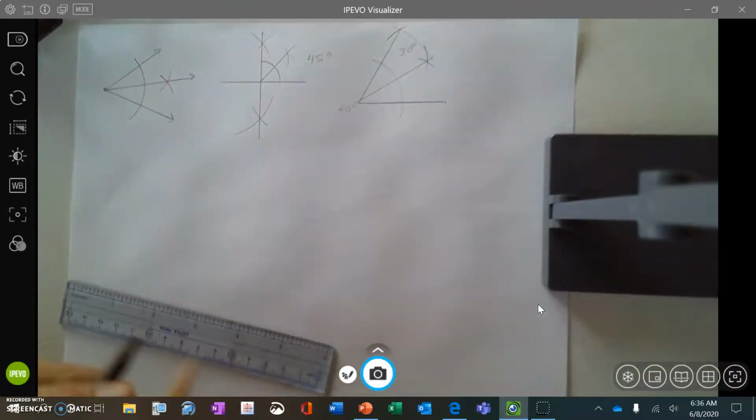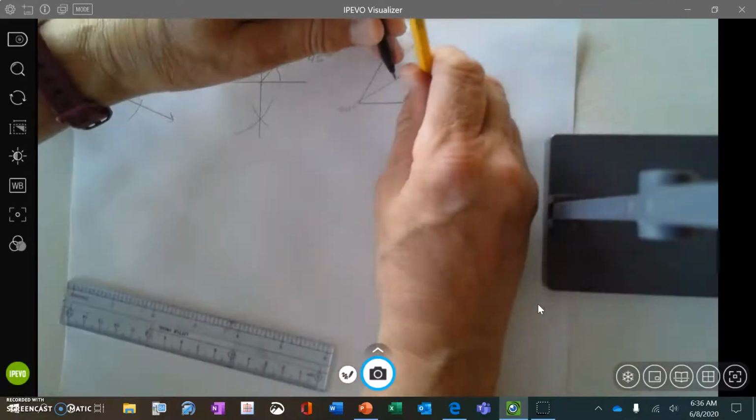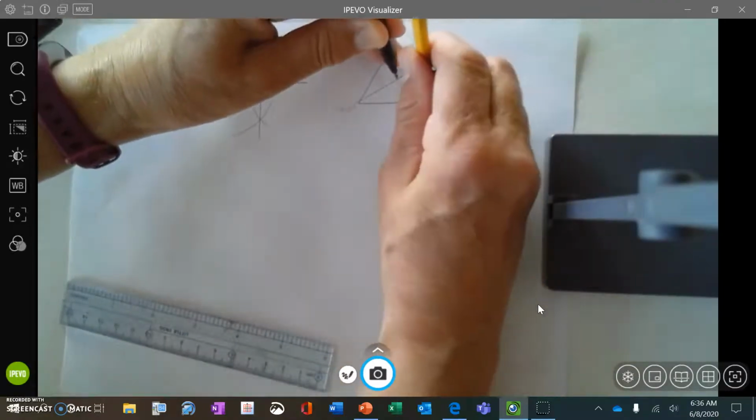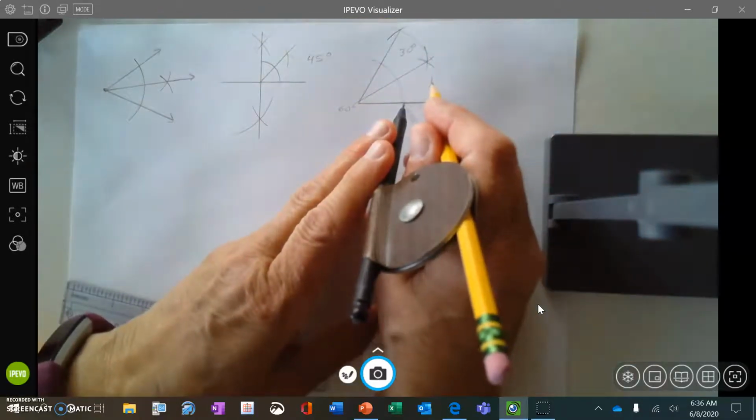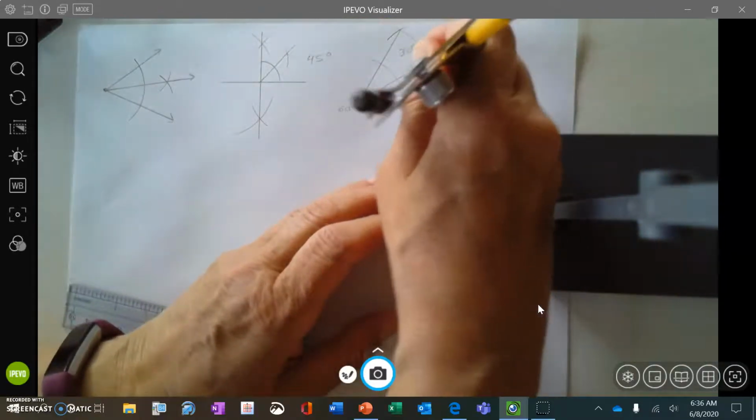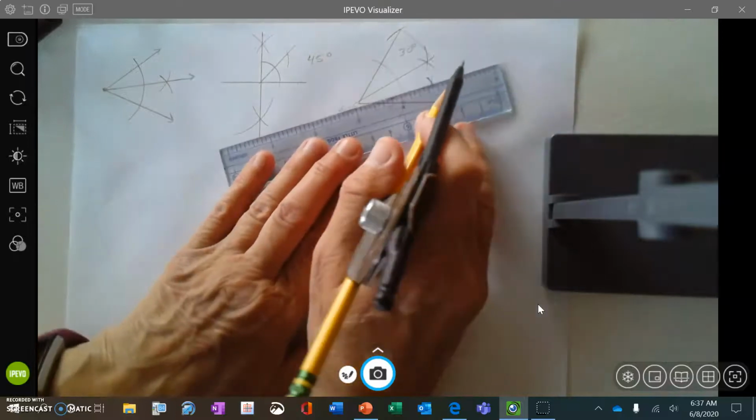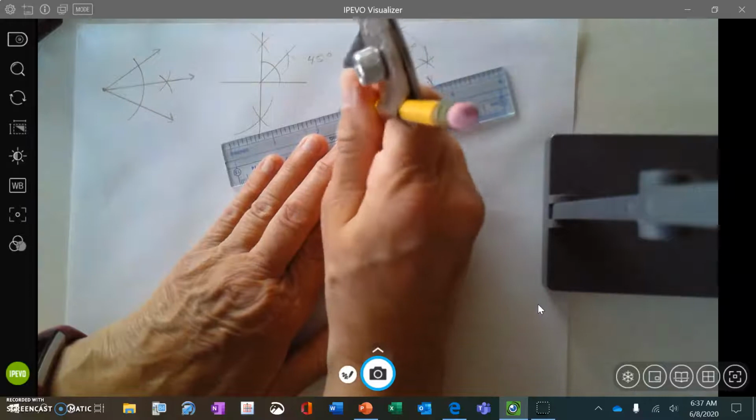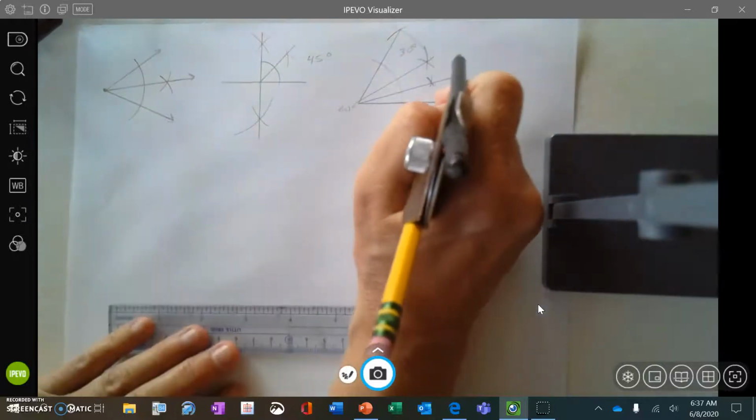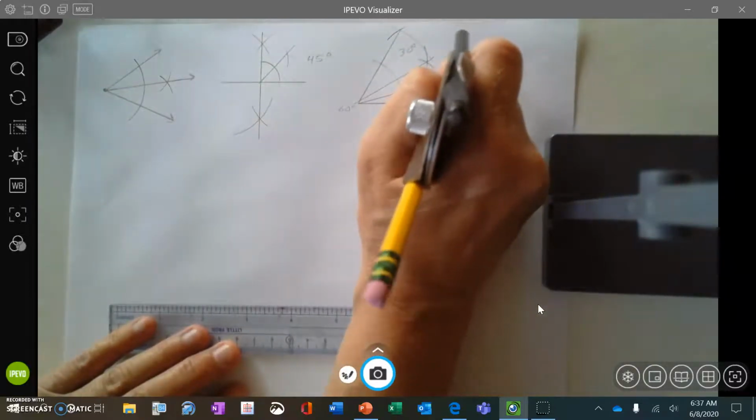And this one's even cooler yet because I can take that 30-degree angle, because I have two 30s now, and I'll make an arc and another arc from those intersection spots. So this is now another angle bisector. It bisects the 30-degree angle. So I now have two 15-degree angles.